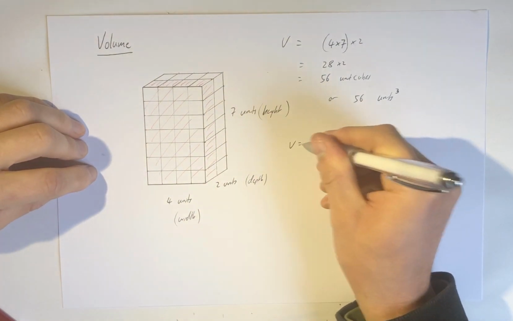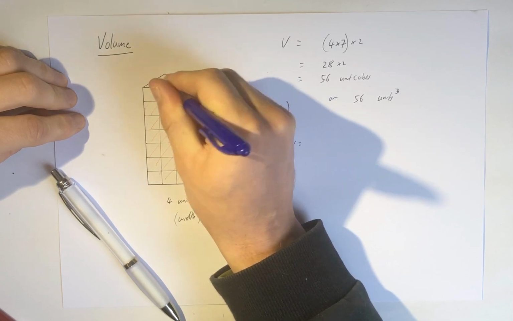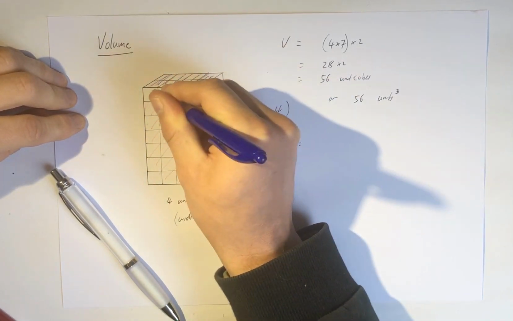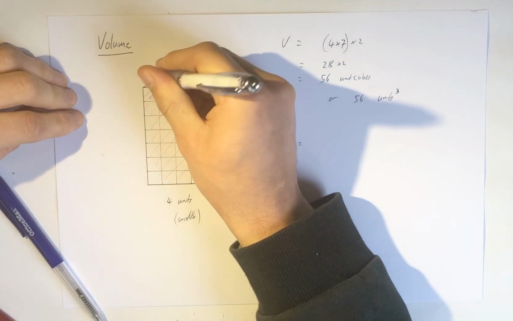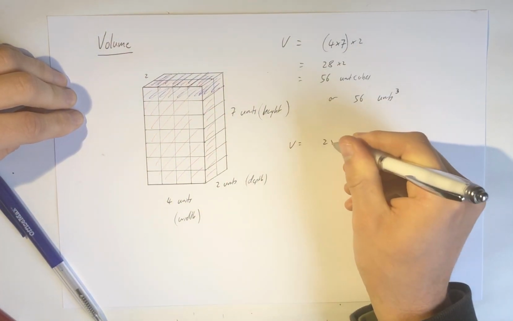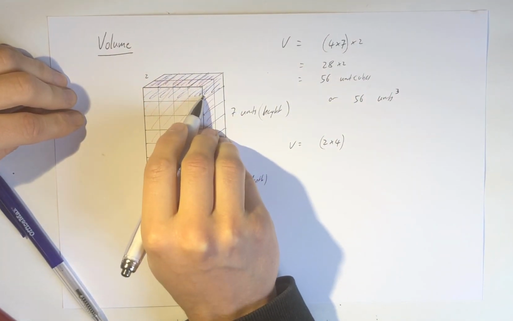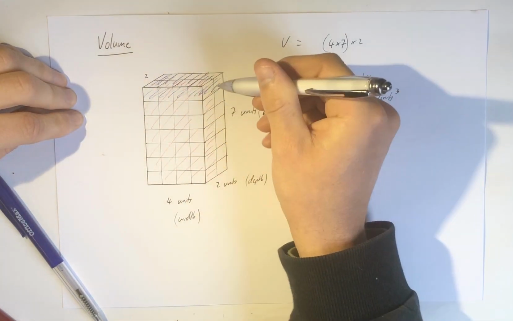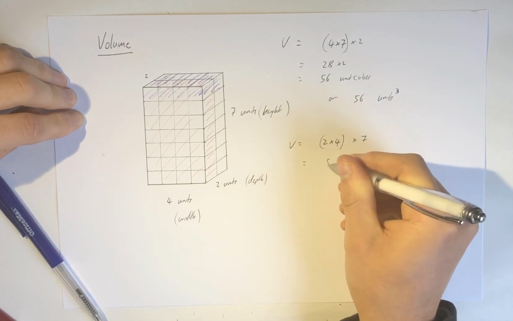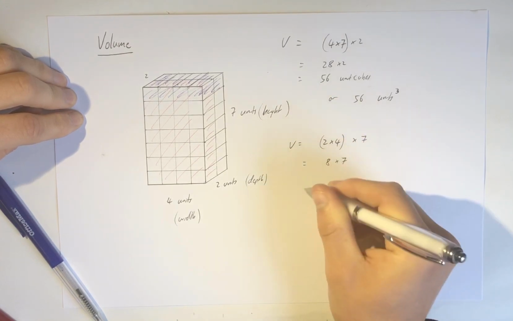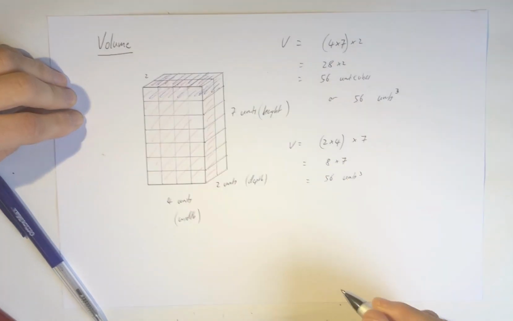So we can do it another way. What if I got a blue pen and I calculated the volume of this top layer? Well, the volume of that top layer is 2 by 4. So 2 by 4. That's the area of the top, isn't it? And it's 1 unit deep. And then how many of those layers? Well, there's 7 of those. So then I can times by 7. So I can have 8 times 7, which again is 56 units cubed.